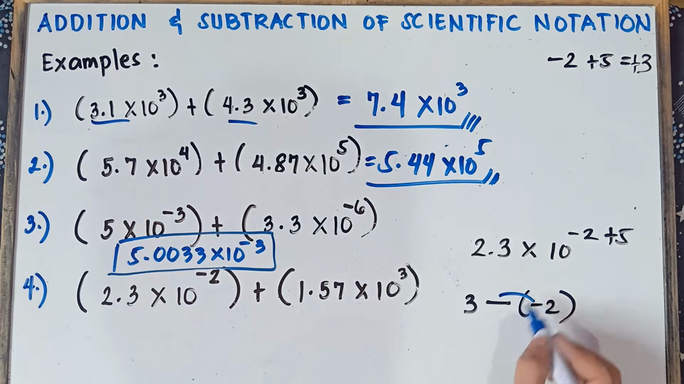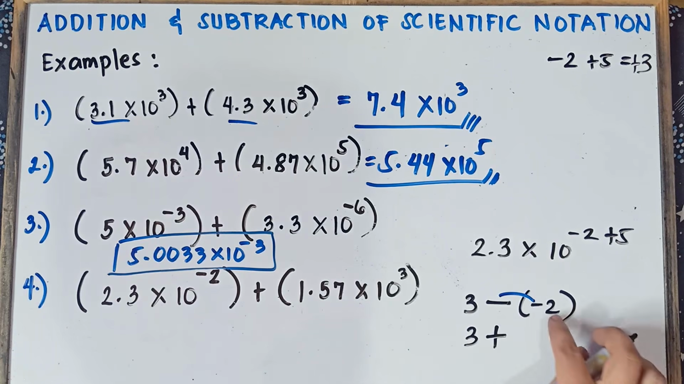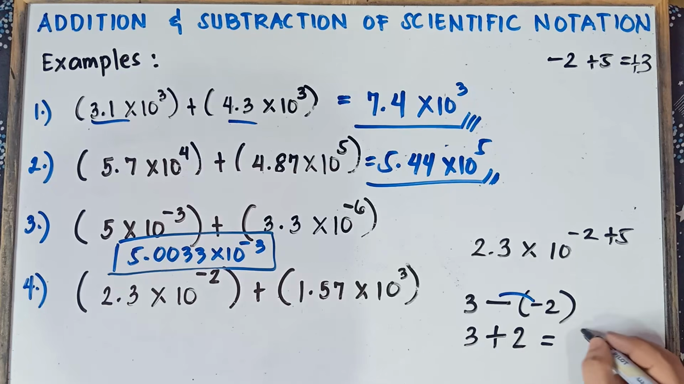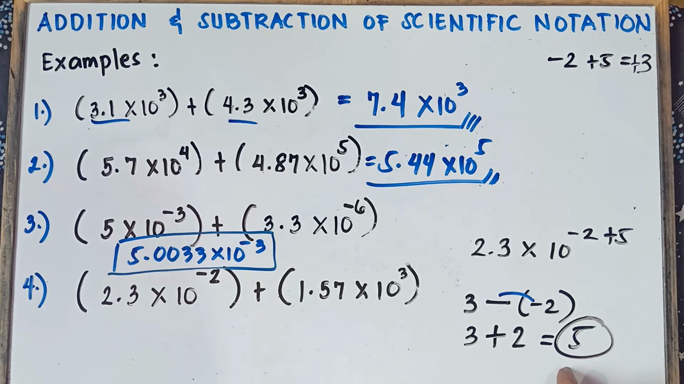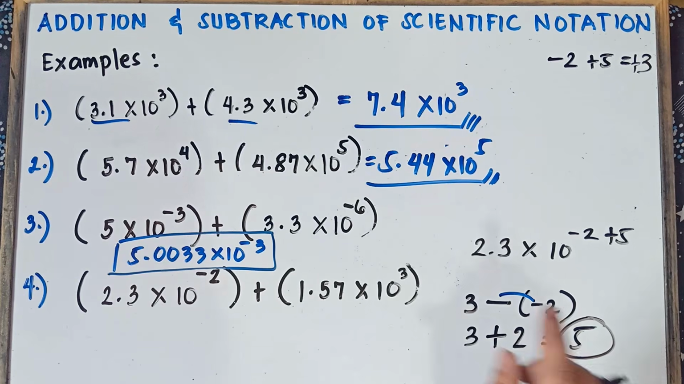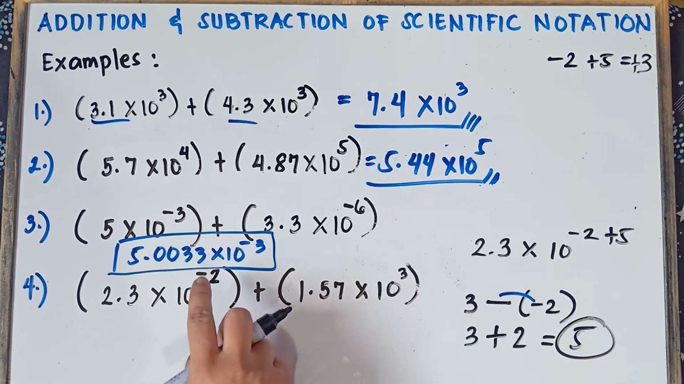Both negative, you can multiply this one. So, this will be 3. Negative times negative, that would be positive. Copy 2. 3 plus 2, that would be 5. That's why, class, I get 5. You can do this one, class. You can subtract the bigger number minus the smaller number.